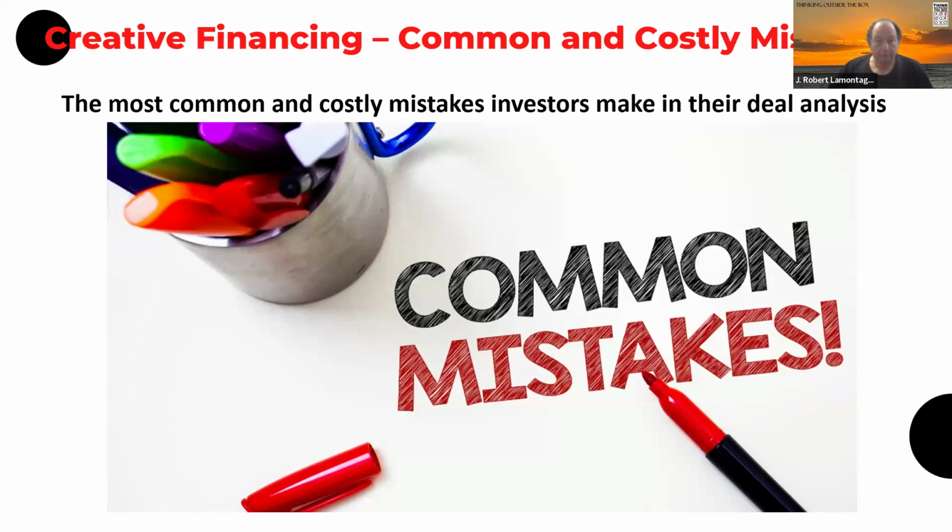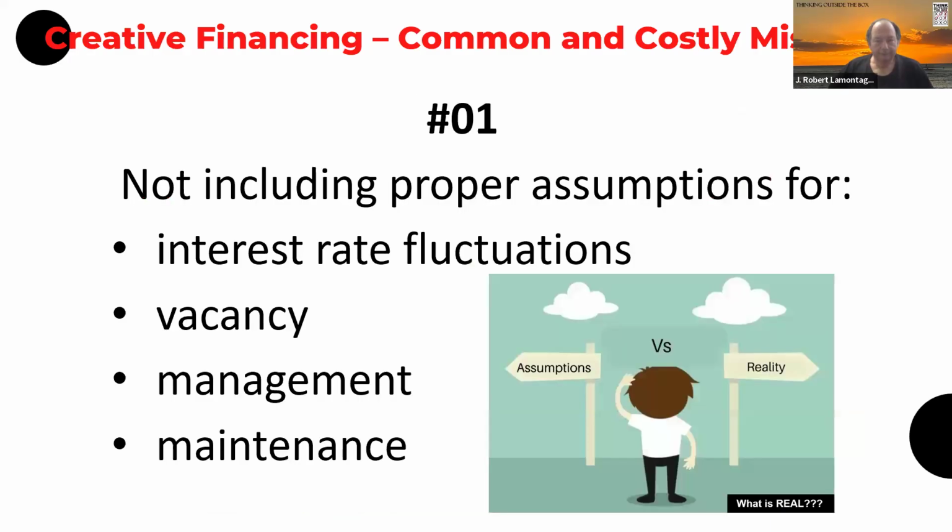Unfortunately, when I looked at their numbers and their analysis, I found that they had made most of the common mistakes that new investors make. So let's look at them. The first and most significant mistake that most investors make is not including proper assumptions in their numbers for interest rate fluctuations, vacancy, management, and maintenance.